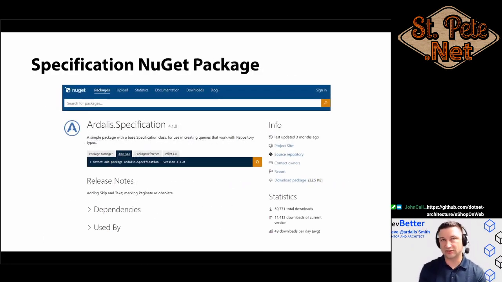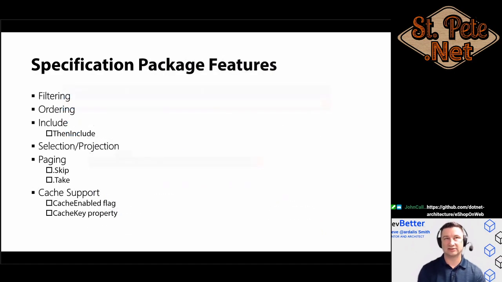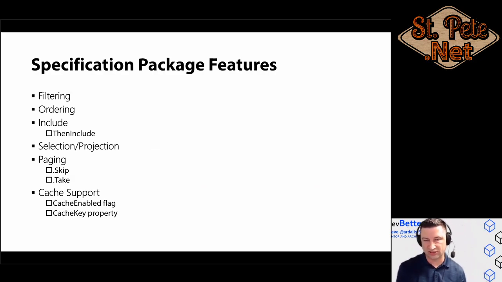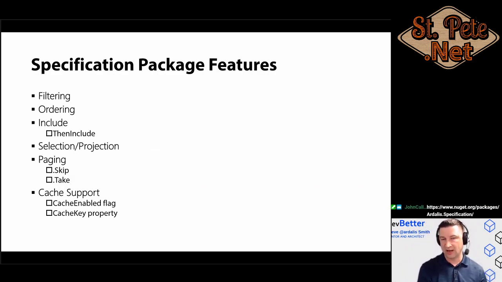You can use this NuGet package yourself. You can just grab it. It's on version 4.1 out there on NuGet.org, it's Ardalis.Specification. And some of the features that it has are, obviously filtering, but also you can do ordering. You can do include, including nested includes. You can do include this, then include that. You can select, so you can get custom projections of data from it. Supports paging and supports caching. It doesn't do the caching, but it supports you specifying whether or not it supports caching. And then you can build your cache key in the specification, which is the right place to put it, because the specification knows all the different things that should be used to compose a cache key.